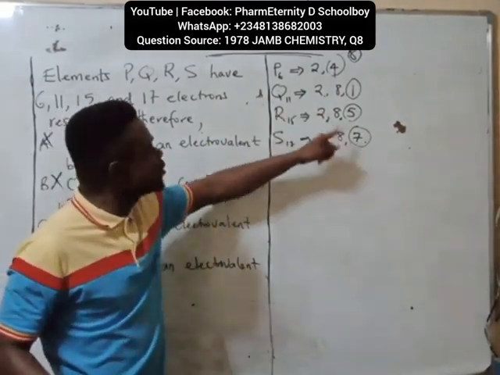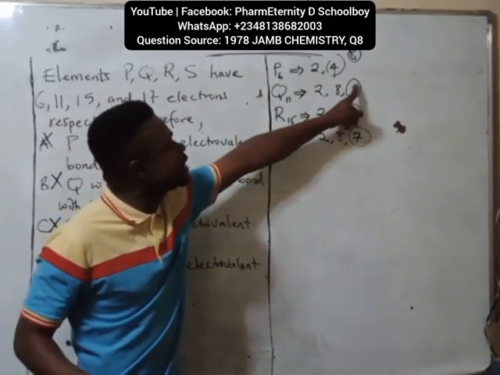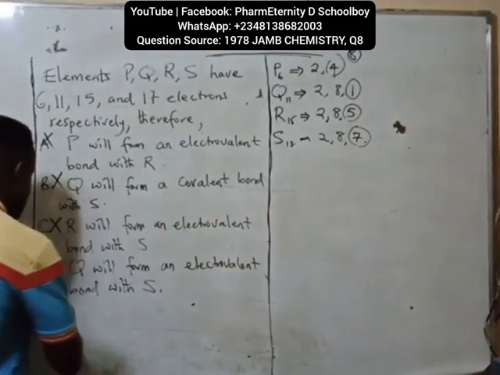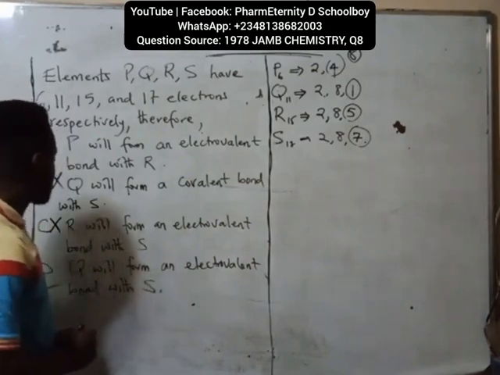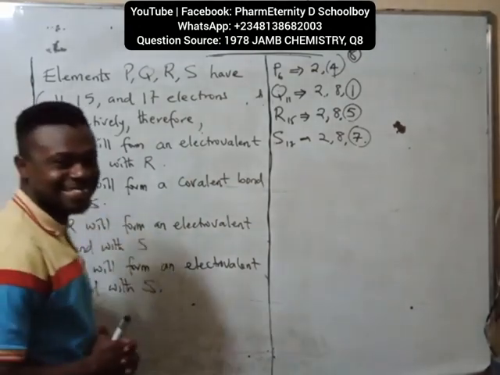So electrovalent bond is possible between Q and S because one electron can easily be transferred to this 7 to make it 8. So this is the answer. I'll take this option D as answer. So Q can form an electrovalent bond with S.